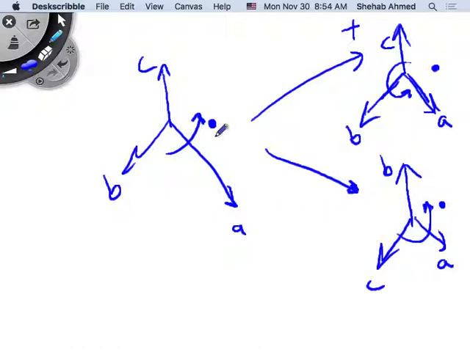It's like standing here and having this rotate the other direction, right? What would you see? You see A first, then C, then B, right? So A first, then C, then B. So this will be negative sequence.